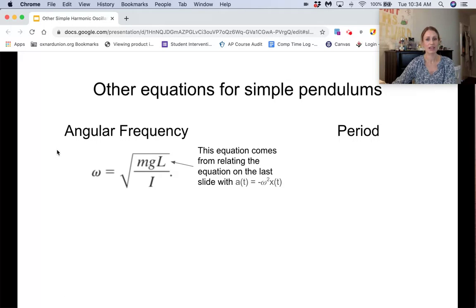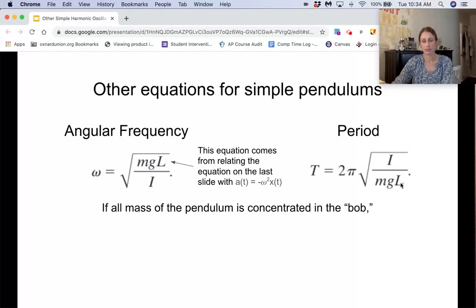And then period, we know that period is just equal to 2 pi over that omega. So because of that, we then get an equation for period of a pendulum. We get period is equal to 2 pi times the square root of I, rotational inertia, over mgL.